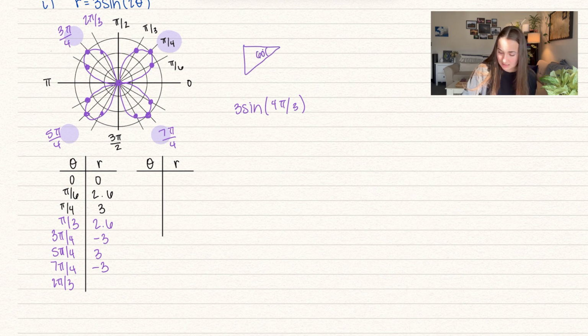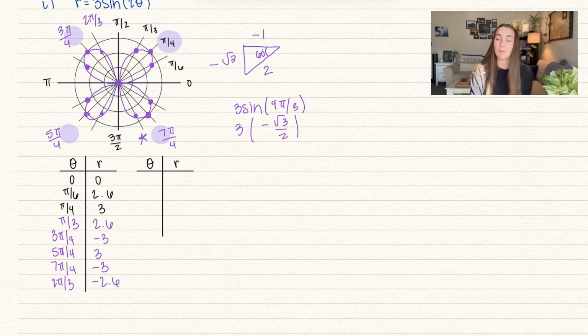This is our 60, which means this is our root 3, but we're going down, so it's negative. This is our negative 1, this is our 2. So here we get 3 times negative root 3 over 2. That is going to be negative 2.6. So in that 2 pi over 3, that is where we shoot backwards into this direction right here, and we go out a distance of 2.6.